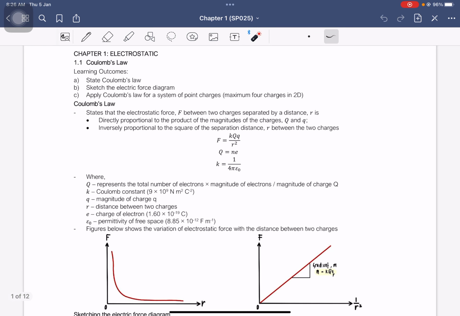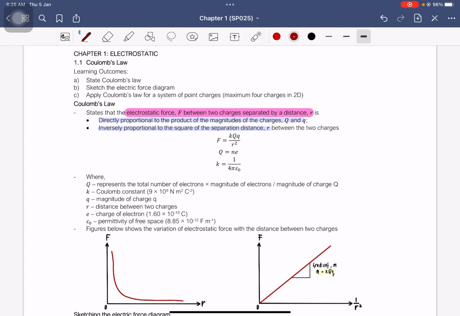So what is Coulomb's law? Basically, Coulomb's law states that the electrostatic force between 2 charges separated by a distance, which we call R, is directly proportional to the product of the magnitudes of the charges, Q, the point charge and the test charge, and inversely proportional to the square of the separation distance between the 2 charges.